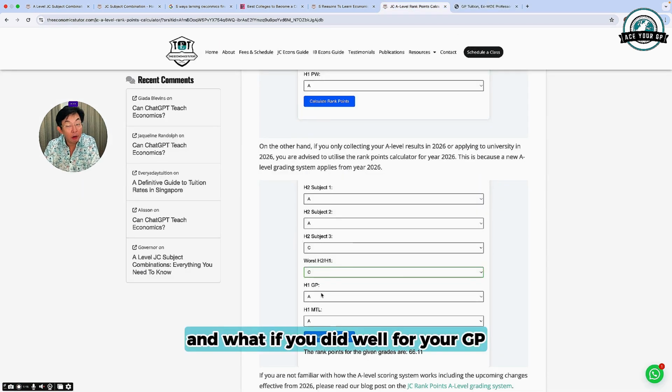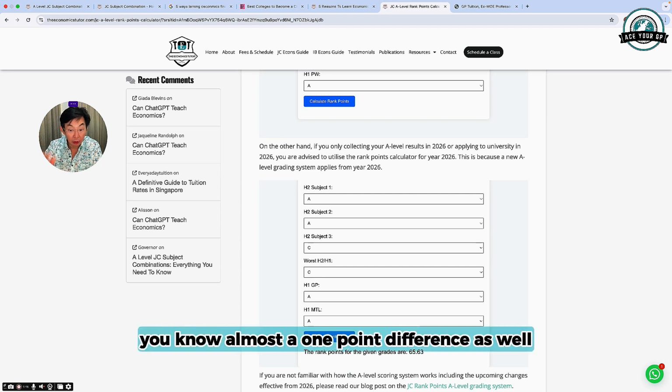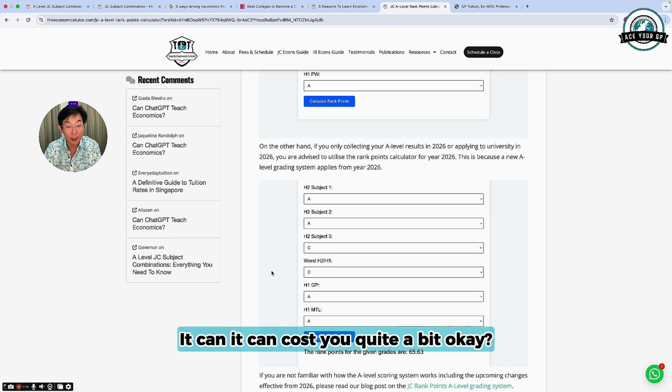And what if you did well for your GP? But this is still looking bad. Again, it could be worse. What's the difference in the rank point? 65.63. So still, almost a 1 point difference as well. So don't play, right? It can cost you quite a bit, because you did not do well for H2.